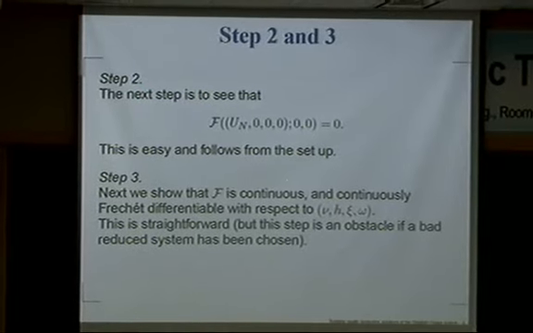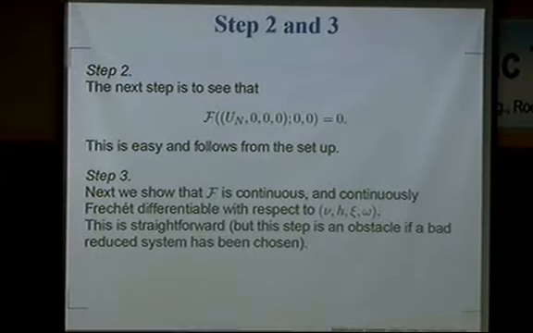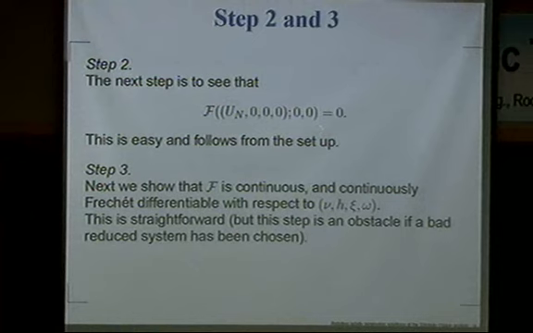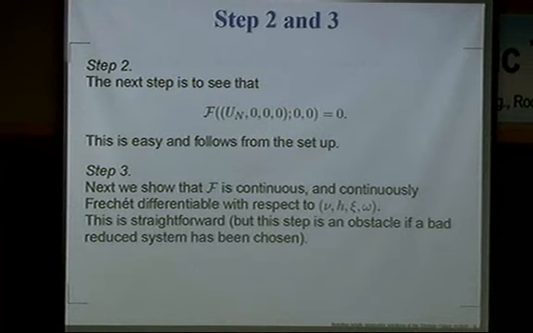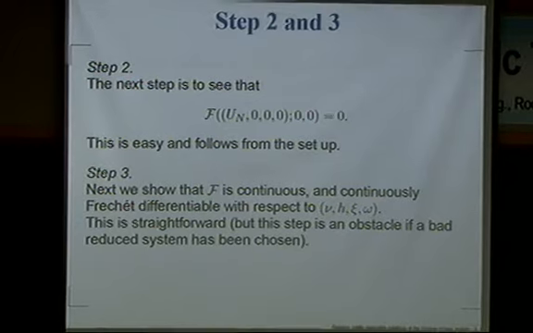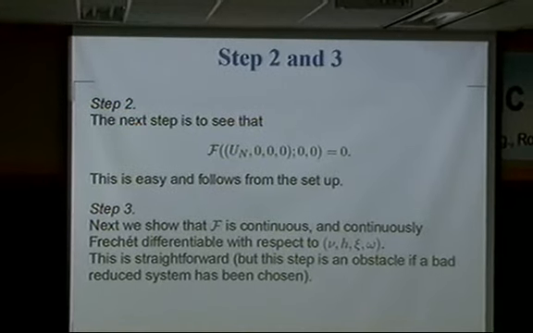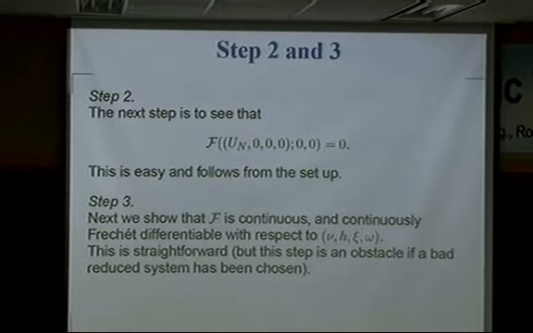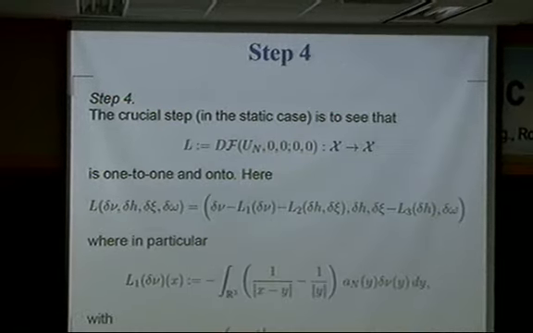And next step, you want to see that the steady state that you perturb around is really a solution of this map, and this is easy. It follows from the setup, basically. And then you should see that this map is continuous and continuously Fréchet differentiable. And as I mentioned before, you don't expect it to be problems here, but it could be if you have done a bad choice of your reduced system.